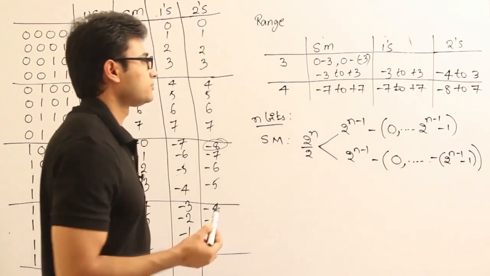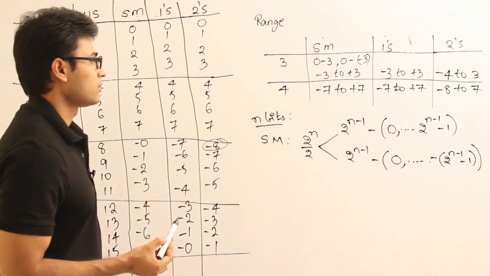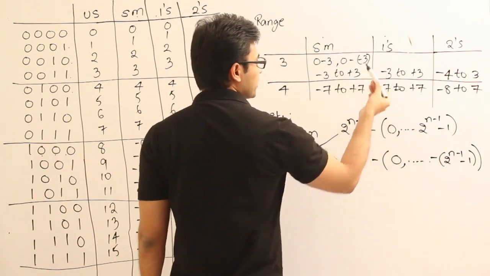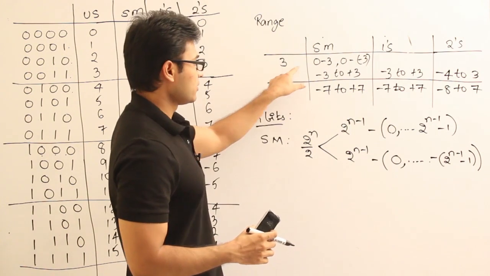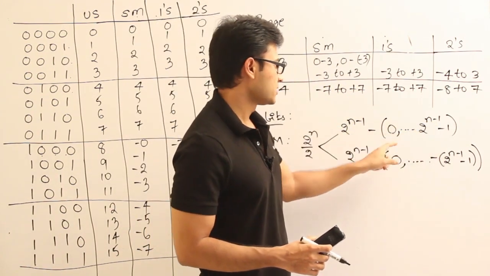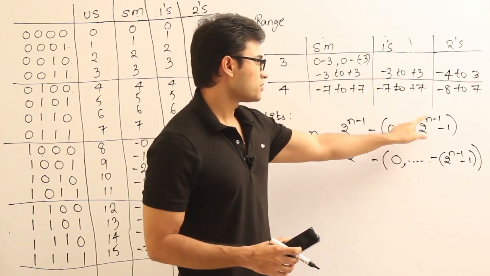Got it? Okay. Now you can substitute this in place of 3. You can substitute and check it. In place of 3, if you substitute 3, then it is 2 power 3 minus 1, which is 2 minus 1, which means 3. So 0 to 3 is possible.